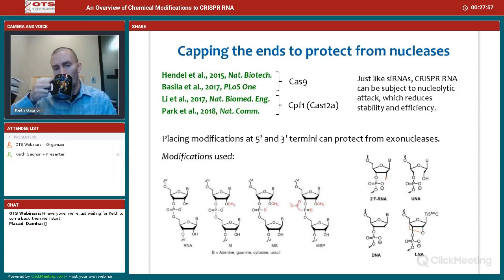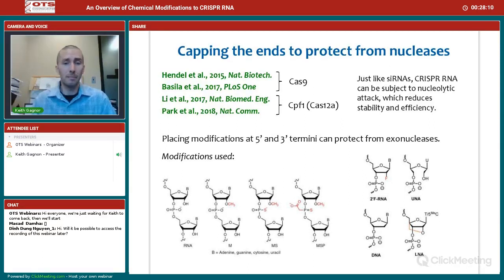Okay, so I want to start out by talking about publications. I guess we'll start with simple and then move to more complex. The simplest modification schemes are really just to try and cap the ends of the RNA and protect them from exonucleases.